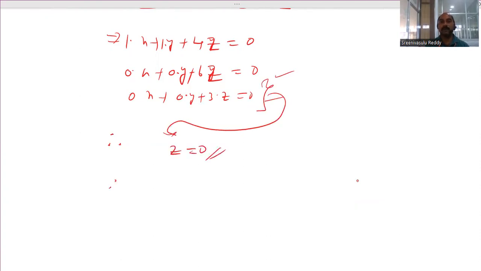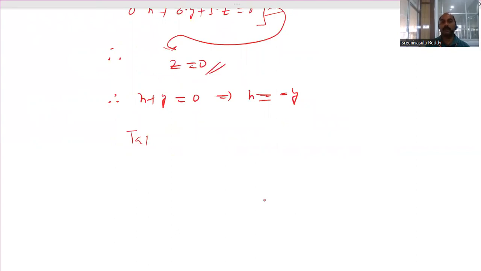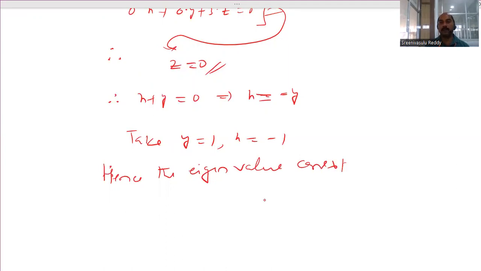Substitute z equal to 0 in the first equation, we get x plus y equal to 0. That implies x equal to minus y. By taking the y value, we get the x value. z is always 0. Therefore, take y equal to 1, we get x equal to minus 1. Hence the eigenvector corresponding to eigenvalue lambda equal to 2 is (x, y, z) equal to (minus 1, 1, 0).